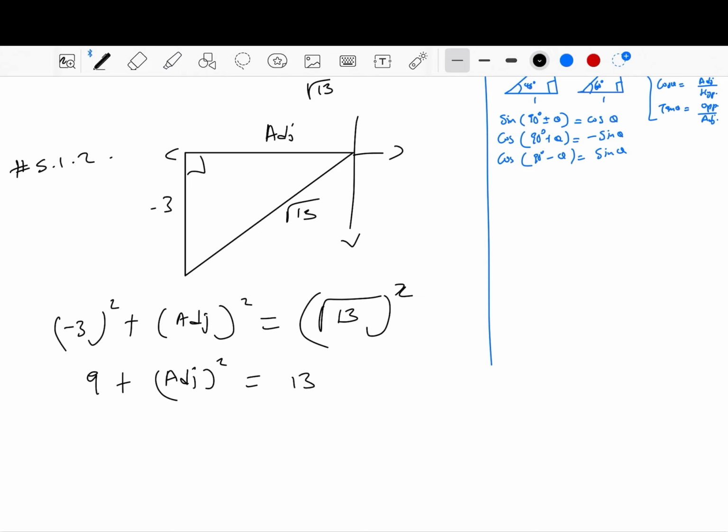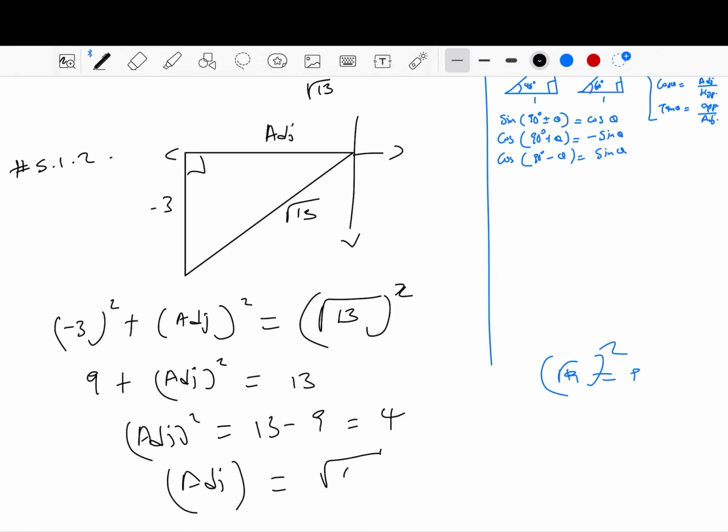Square root of 13 squared is 13. The square root of a number squared is that number. Then we have the adjacent side squared, so we can take that 9 and put it on the right hand side. It becomes negative, so we have 13 minus 9, which is 4. So if you put a square root on both sides, the adjacent side is going to be plus or minus 4.